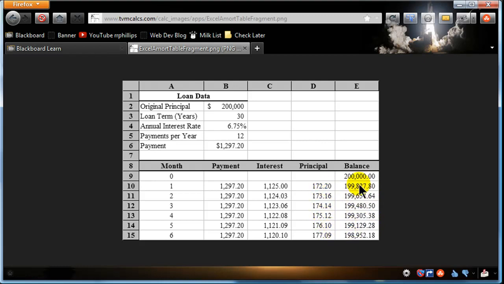So if we could see this entire picture, 360 rows down, 360 payments, 360 months. Remember, this is a 30-year loan, monthly payments. Then the balance will finally zero out. So that's how you know that your amortization table is correct, if the balance for the last payment is 0.